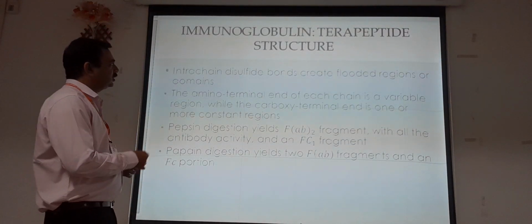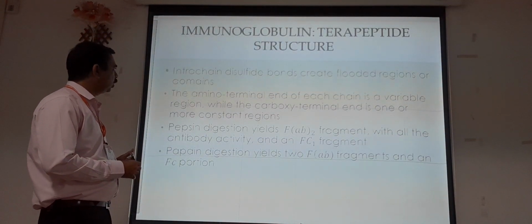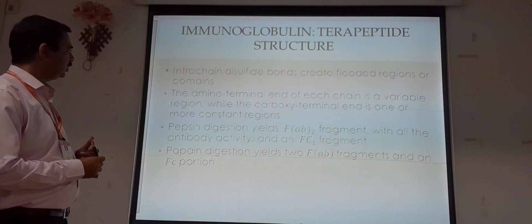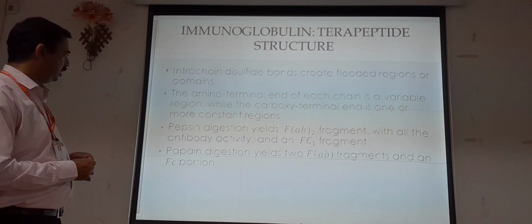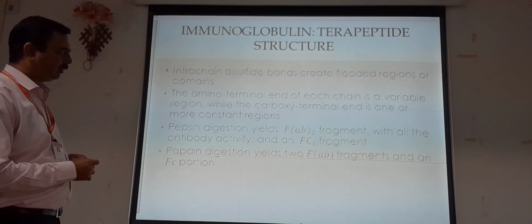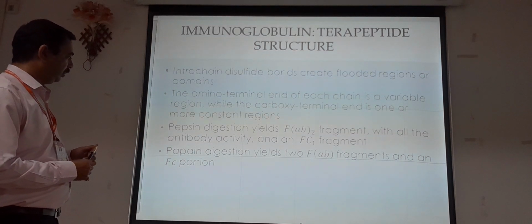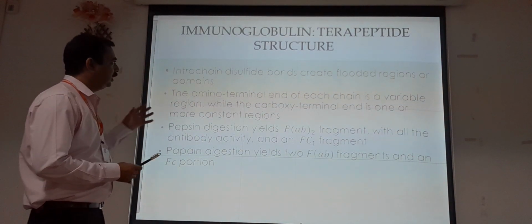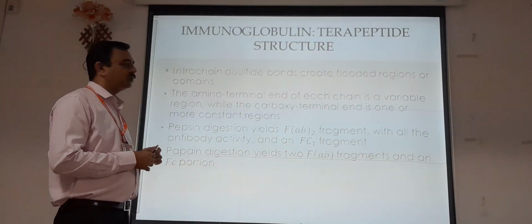So immunoglobulin structures are tetrapeptide structures. Interchain disulfide bonds create folded regions or domains. The amino terminal end of each chain is a variable region, while the carboxyl terminal end is more constant. Peptide digestion yields FAB fragments, while all antibody activities are on FC fragments. Peptide digestion yields 2 FAB fragments and one FC portion. So antibodies are what? These are interlinked tetrapeptide structures.